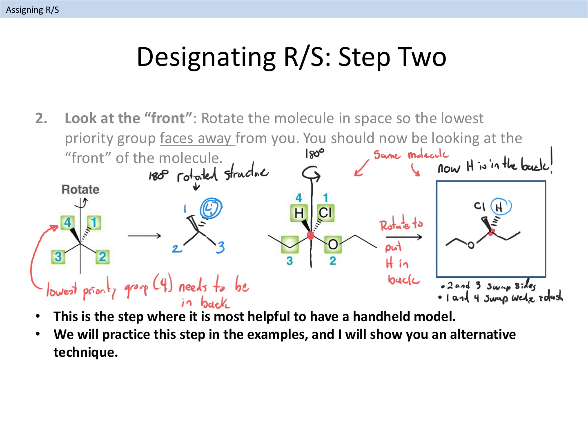With the molecule properly oriented, we are ready to proceed to Step 3, where we will determine the order of the groups and assign the configuration based on whether the sequence is clockwise or counterclockwise. Let's continue to the next slide to apply these steps in a practical example.